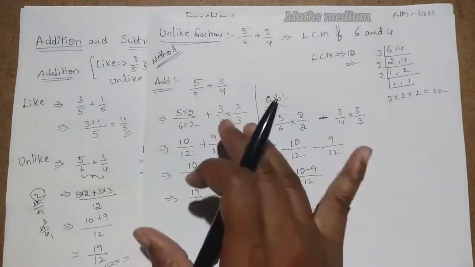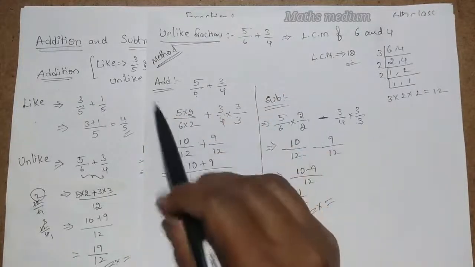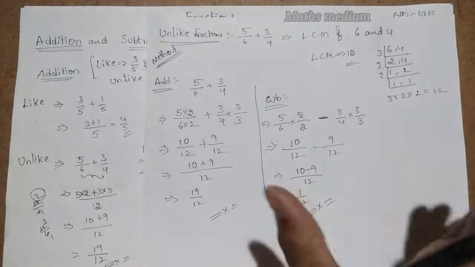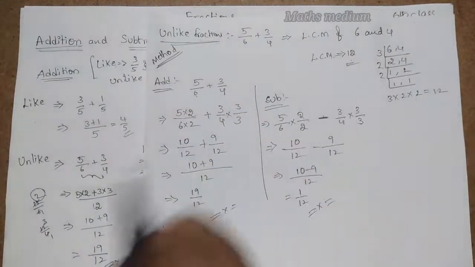Convert the unlike fractions into like fractions, then do addition and subtraction according to the given fractions. I hope you understand about this method and that method also.